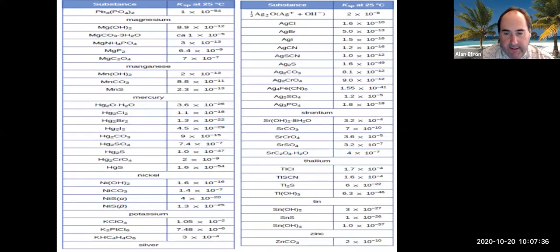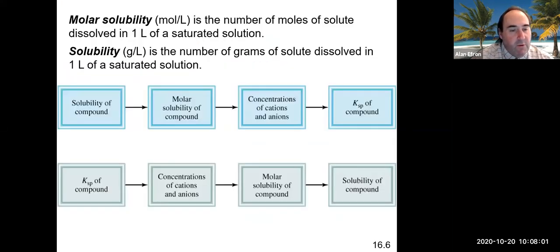Here's some more. And again, you can see some even bigger numbers as you head this way, minus 41, minus 40 something. So these are very, very small numbers. Even the larger numbers are small ones, like minus 7, minus 11, minus 13. So again, very small values for KSP, because they are mainly insoluble substances. So we can use KSP to figure out the solubility of these things.